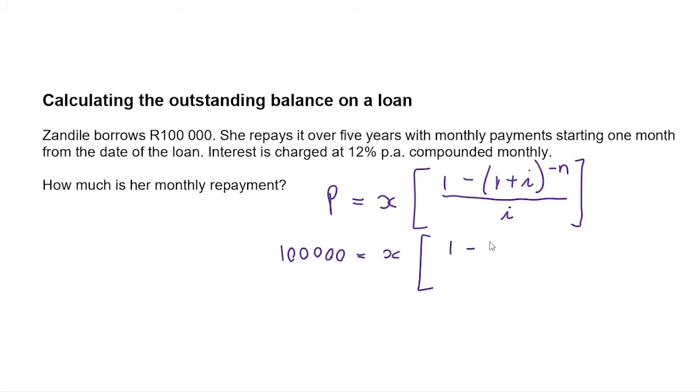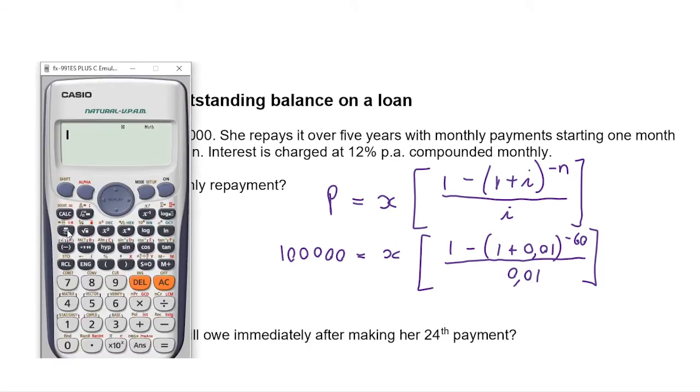So this is going to be 1 minus 1 plus, now this is 0.12, 12% divided by 12. So it's actually 0.01. It's 1% per month. And 5 years, 60 months. And this will be over 0.01. So let's work out what's in that square bracket. It's going to be 1 minus 1.01 to the power of negative 60 over 0.01. It's about 44, just less than 45. And we want to divide both sides by that number.